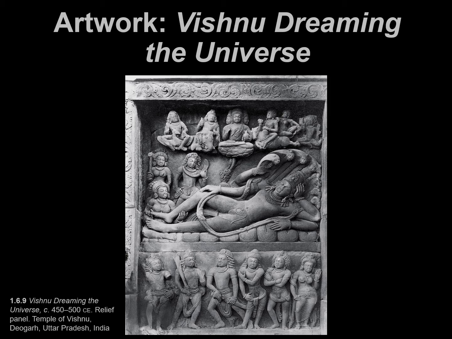We can see an example of a Gestalt unity when we look at this artwork, which is called Vishnu Dreaming the Universe, from somewhere around 450 to 475 CE, or the Common Era. It is a relief panel from the Temple of Vishnu in India, and from a compositional unity aspect, you can see the way that the artist has arranged the figures in particular ways.